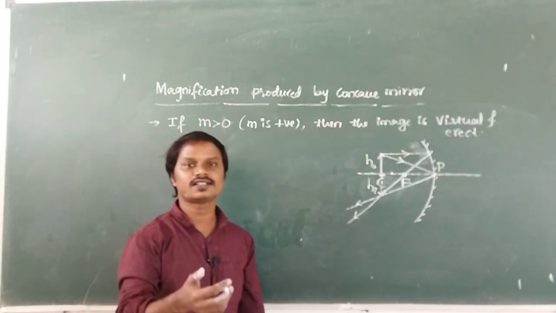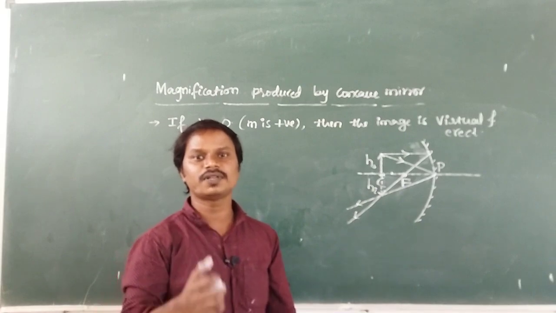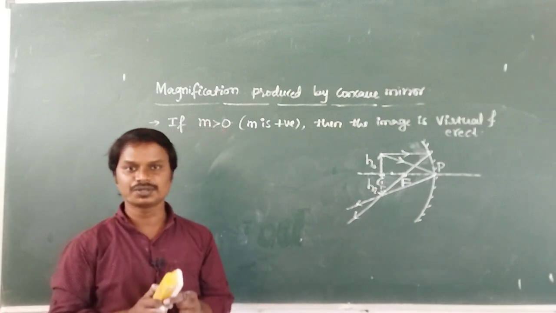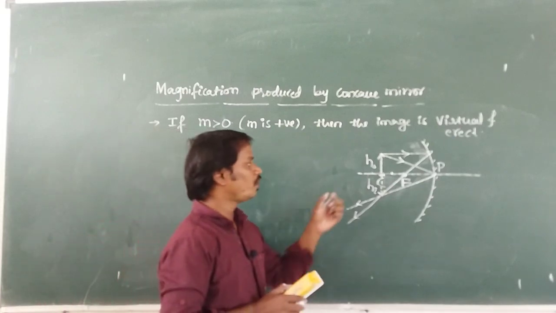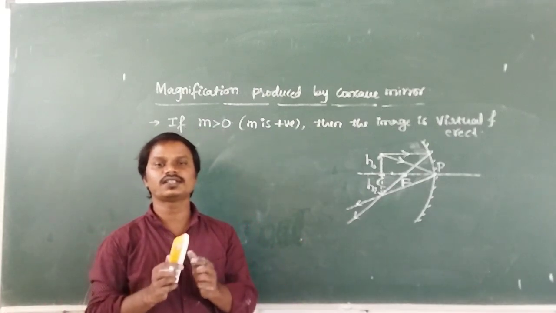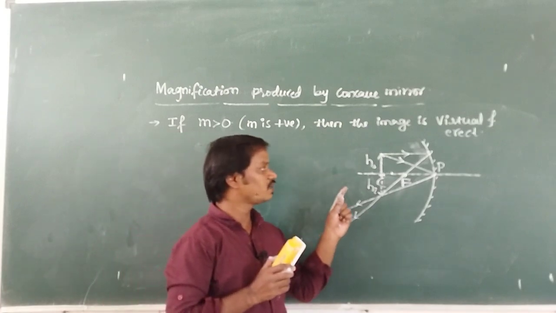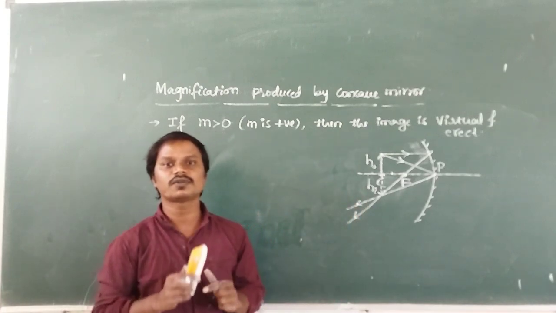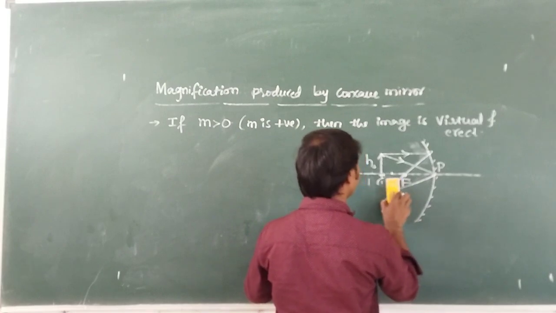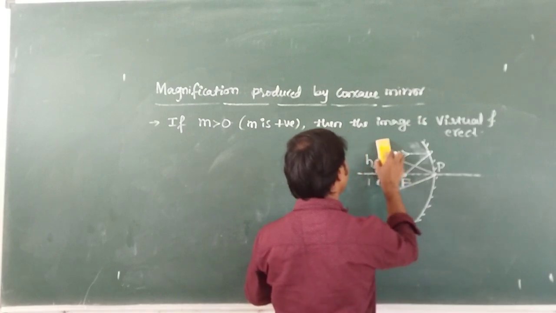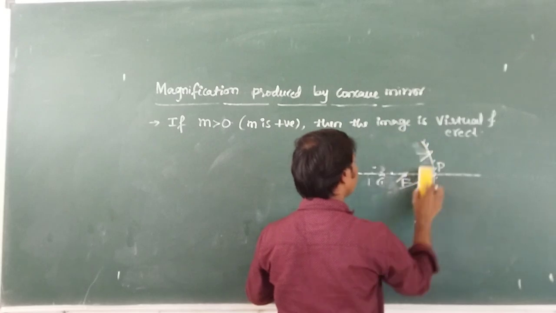If m is greater than 0, means if the magnification produced by the spherical mirror is positive, the nature of the image is virtual and erect. For what position of the object is the nature of the image virtual and erect in case of a concave mirror? If the object is in between F and P. F means focus, P means pole.